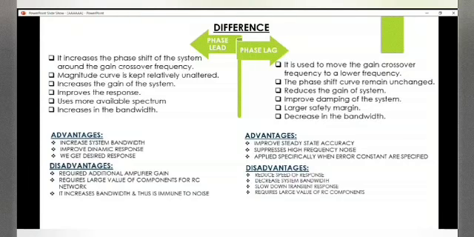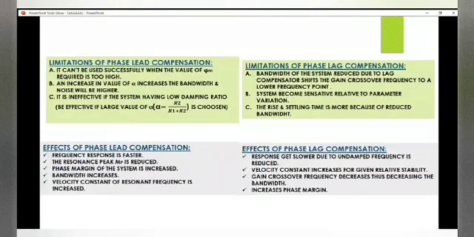On the other side, phase lag advantages: improves the steady state accuracy, suppresses the high frequency noise, and is applied especially when error constants are specified. Disadvantages: reduces speed of response, decreases system bandwidth, slows down transient response, requires large value of RC components.